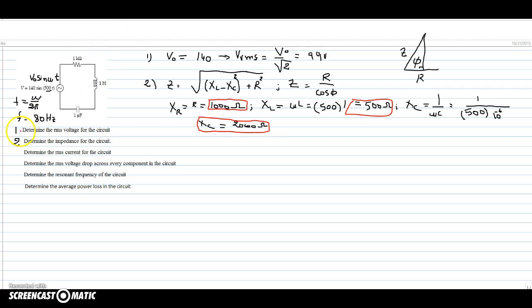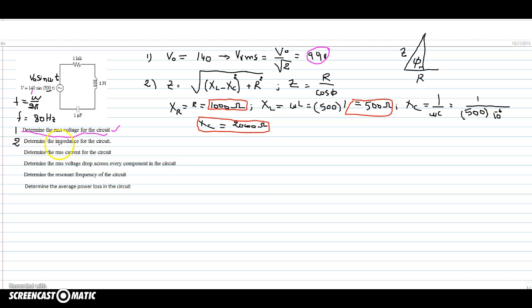what is the RMS voltage? By definition, the RMS value is the peak value over the square root of 2. We recognize this is V0. So 140 divided by square root of 2 is 99 volt. That is the VRMS value of the applied voltage to the circuit. On average, 99 volt. Alright, that answers the first question.